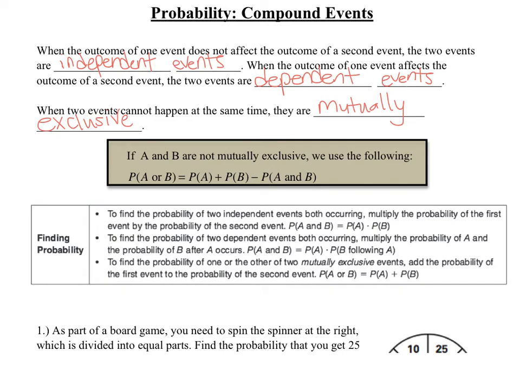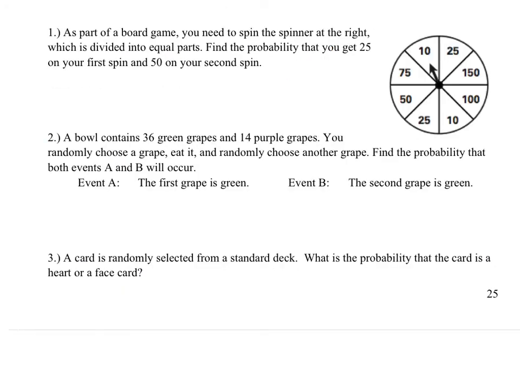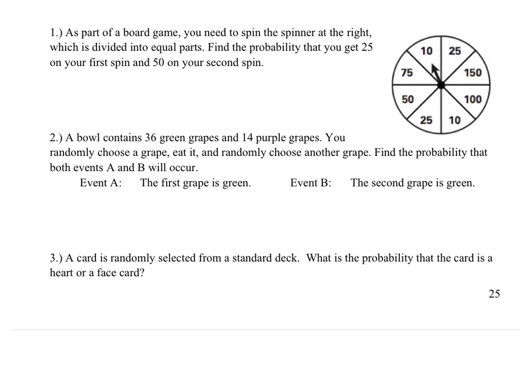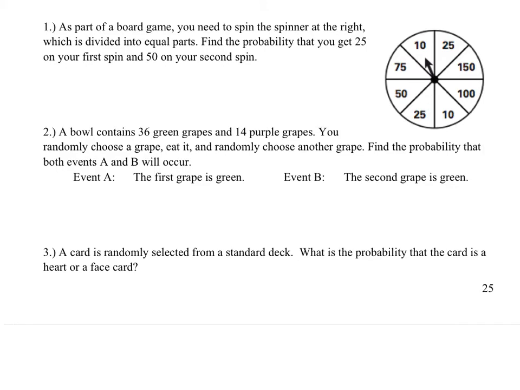First example says, as part of a board game, you need to spin the spinner at right, which is divided into equal parts. Find the probability that you get 25 on your first spin and a 50 on your second spin. Well, first thing we have to do is think about whether these are independent or dependent events. Each time you spin the spinner is completely separate. One spin doesn't affect the next spin. So these are independent, so I'm just going to multiply their separate probabilities.